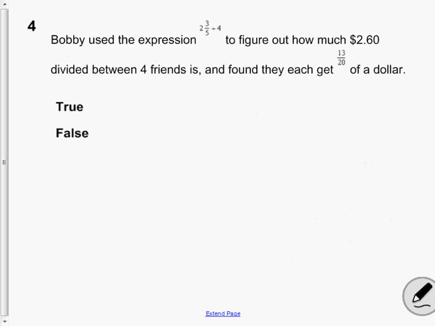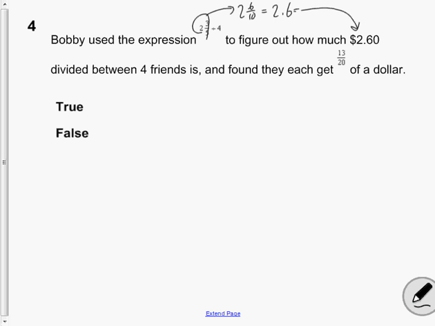So the next question says Bobby used the expression 2 and 3/5 divided by 4 to figure out how much $2.60 divided by 4 friends is. And the reason why is because 2 and 3/5 is the same thing as 2 and 6/10, which is the same thing as $2.60. So he found out that he got 13 twentieths of a dollar each. Is this true?